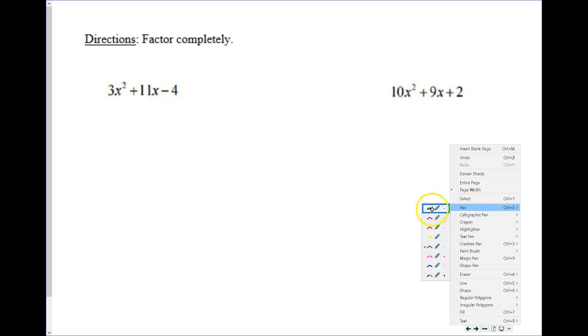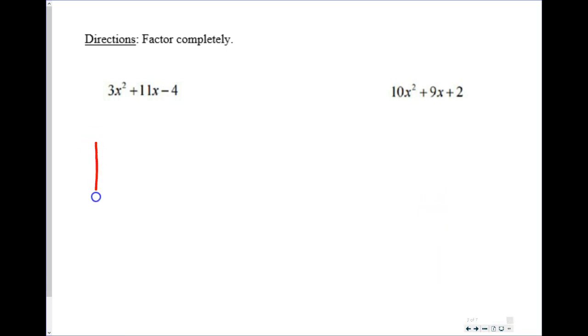So what I'm going to do is I'm going to draw my area model here. Okay. I'm going to put inside the area model what I know has to go in there. I know that a 3x squared has to go here, and I know that a negative 4 has to go here. I know that whatever goes in the middle has to add up to 11. Okay. However, I don't necessarily know that it has to multiply exactly to negative 4 because I've got this 3 in the front that's going to affect it, right?